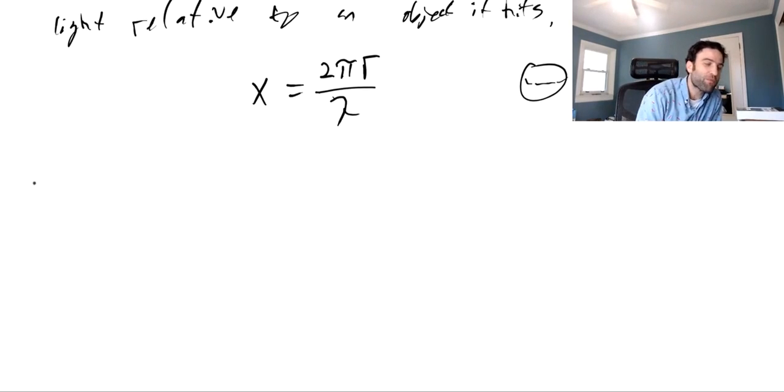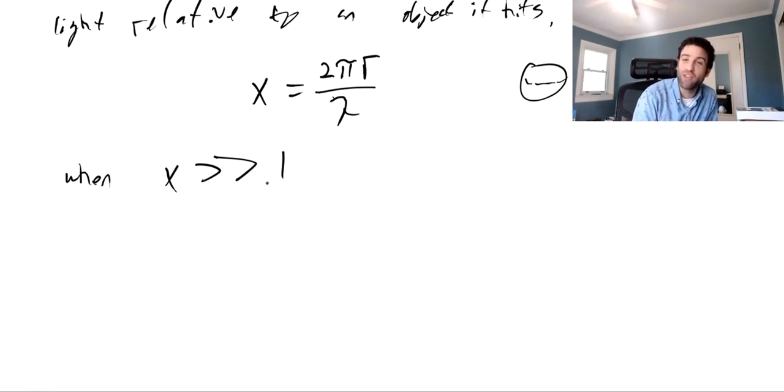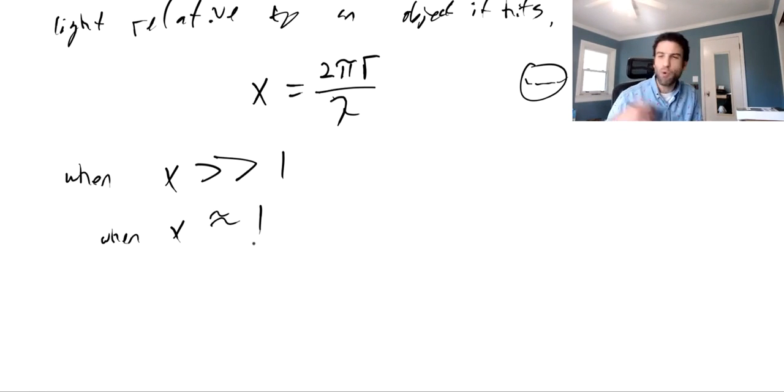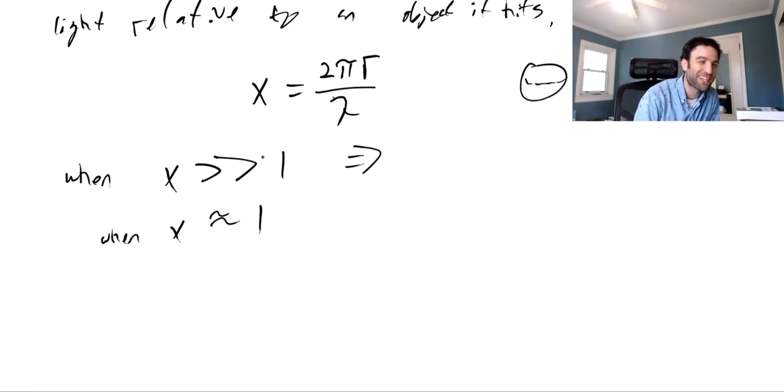Okay, so when x is much, much bigger than the number 1, that's when an object is very large compared to the wavelength of light that's hitting it, right? So if r is huge compared to the wavelength, x will be a very big number, and that's the regime of our everyday experience. That's when this kind of geometrical optics perspective can be really quite useful. When x is big, this is like geometric optics.